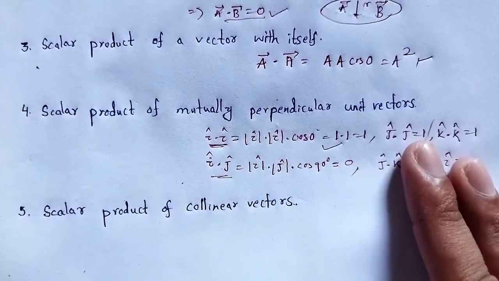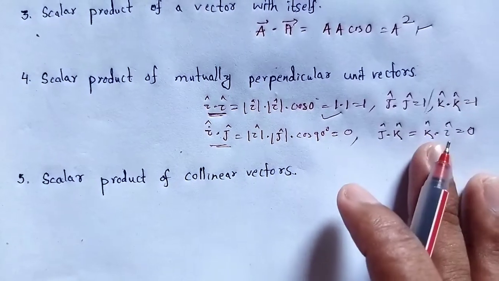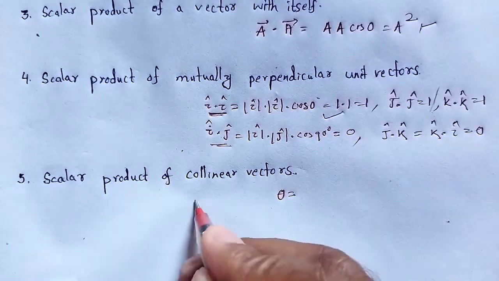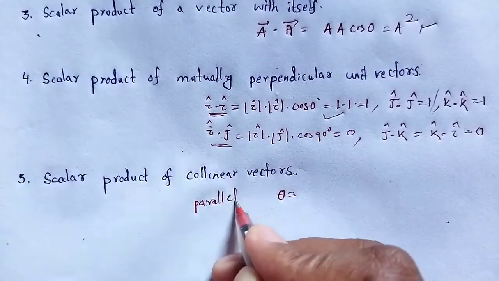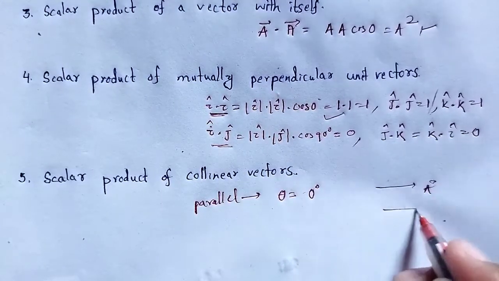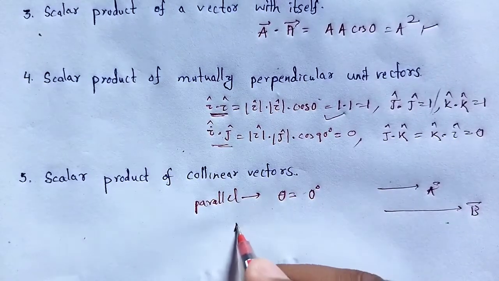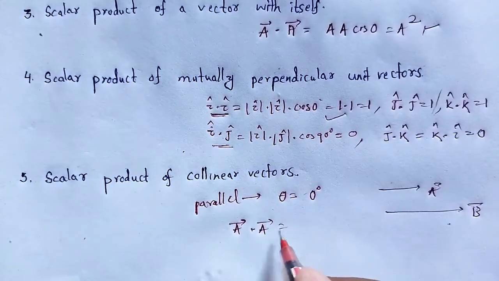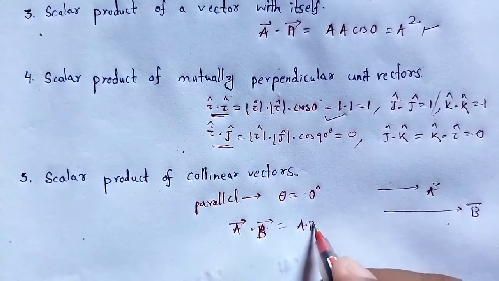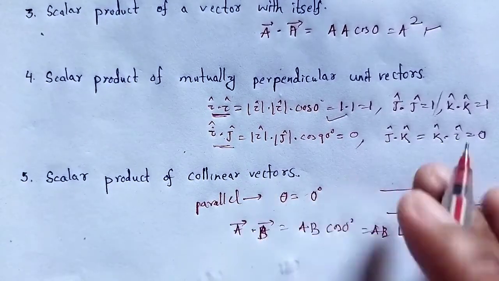Scalar product of collinear vectors. Collinear in the sense that the vectors are either parallel or anti-parallel with each other. If the vectors are parallel, the condition is theta is 0 degrees. That means vector A is parallel with vector B, and the angle between these two is 0 degrees. So A dot B is equal to AB cos 0 degrees, which is equal to AB in case of parallel.